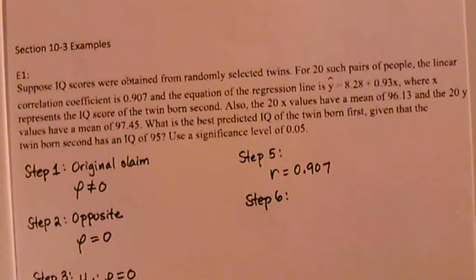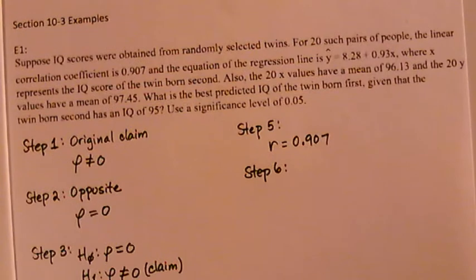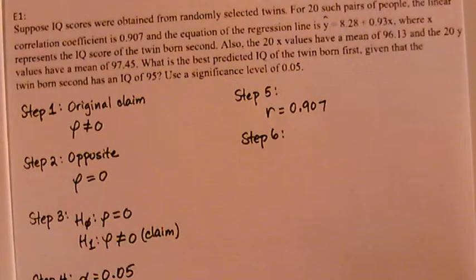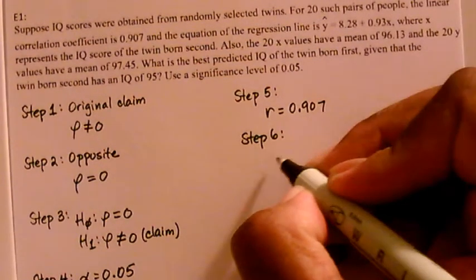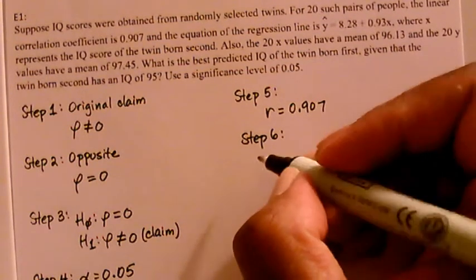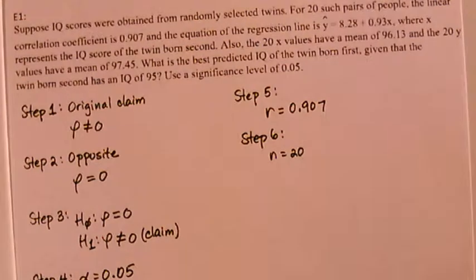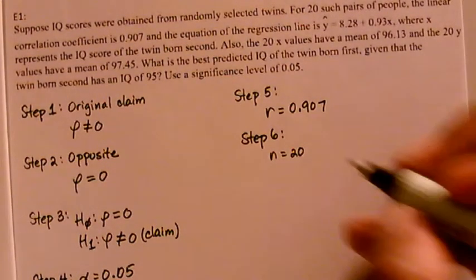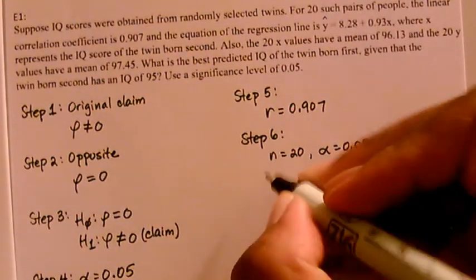Okay, and now step number 6, in this case we're going to have to use the critical value approach. The reason for that is we don't have any sample data, or raw data, I should say, to use. So in this case, my sample size is 20, so that's n, because I have 20 paired data, and the alpha level is 0.05.